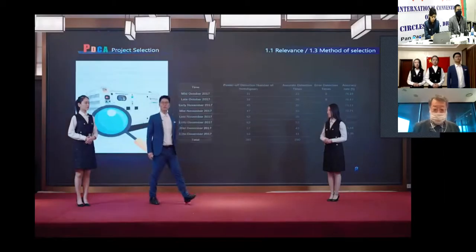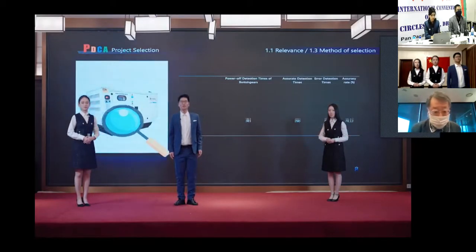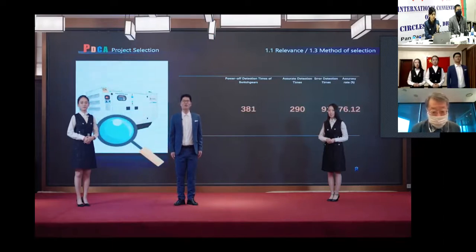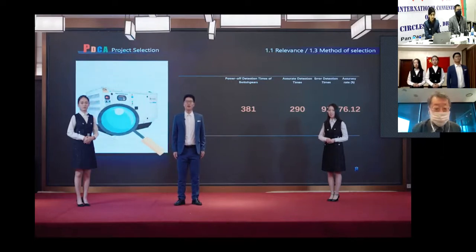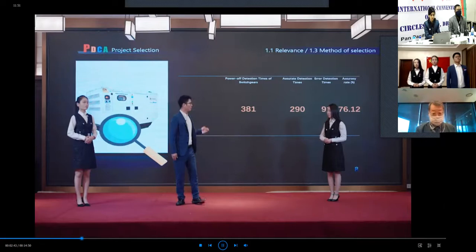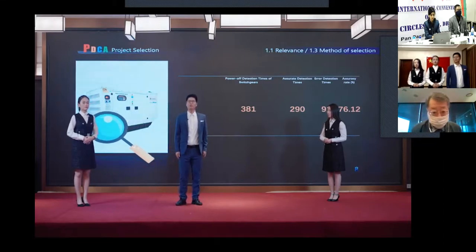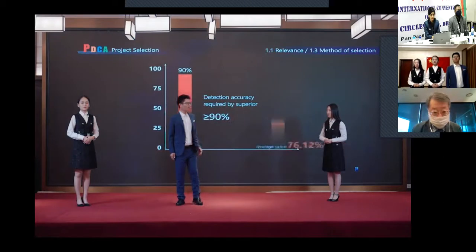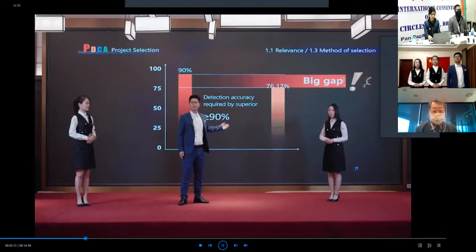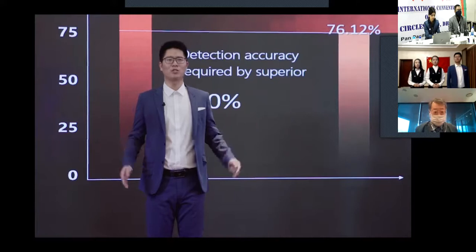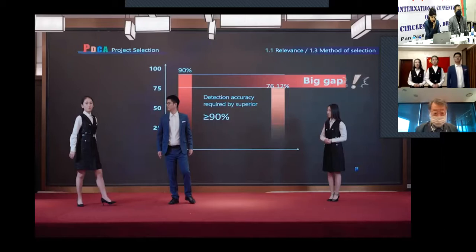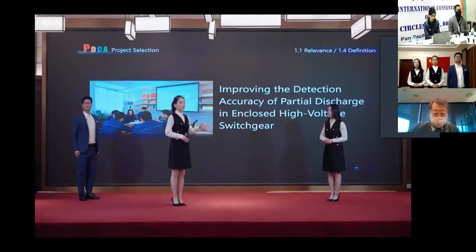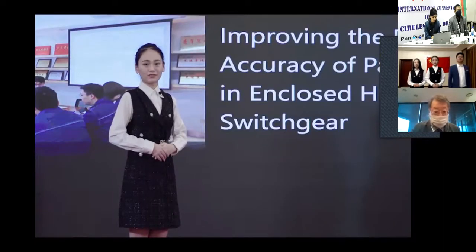From October to December in 2017, we detected the enclosed high-voltage switchgear 381 times, of which 290 partial discharge detection results were consistent with actual equipment conditions, and the detection accuracy rate was only 76.12%. It's far from the company's requirement. So terrible. Don't worry, let's define the project as improving the detection accuracy of partial discharge in enclosed high-voltage switchgear.